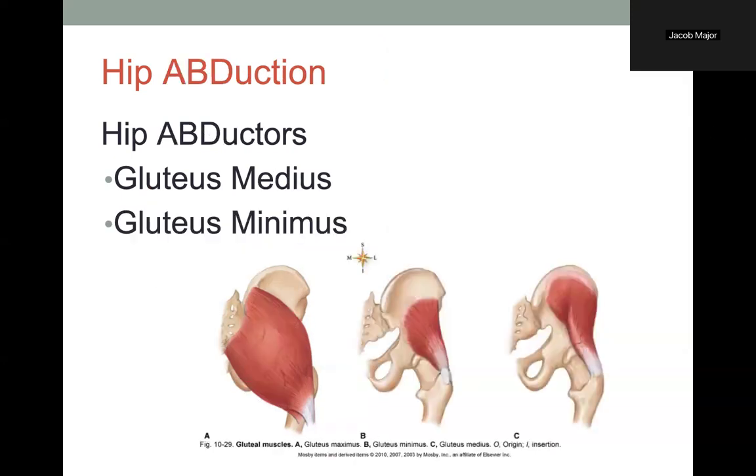Then we have our hip abduction, or from our hip abductors, which is our gluteus medius, which is kind of that middle muscle between the minimus and the maximus, and our gluteus minimus are the two hip abductors.